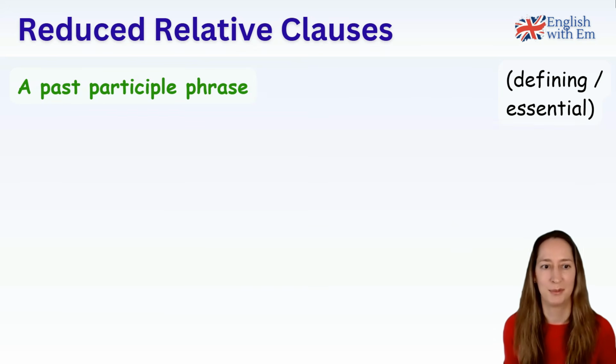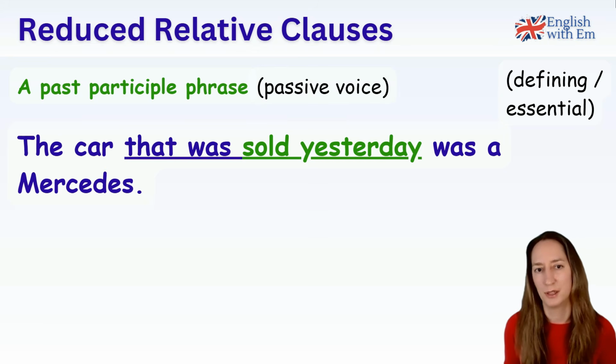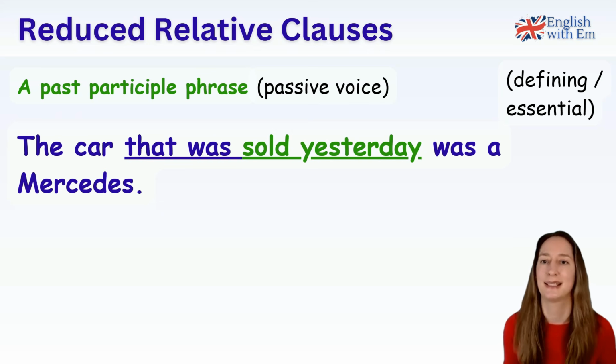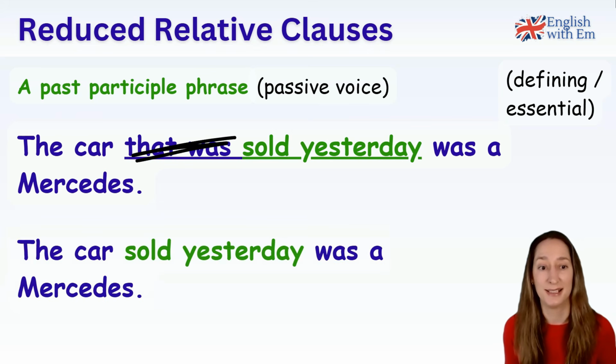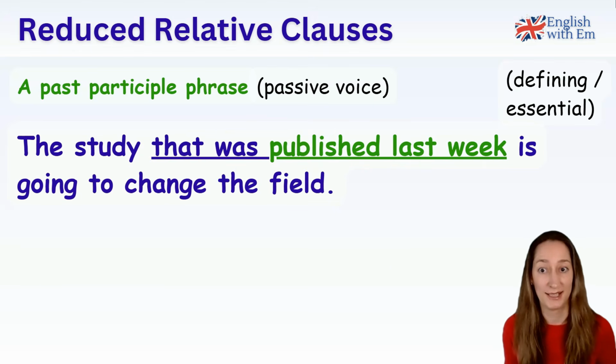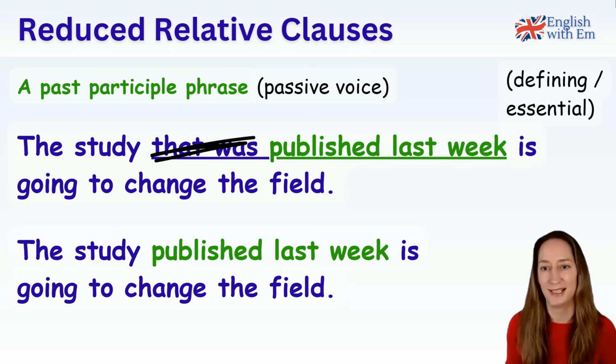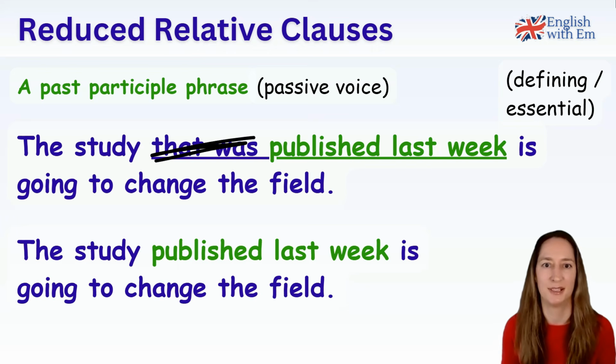A past participle phrase. Passive voice. The car that was sold yesterday was a Mercedes. Delete the relative pronoun and the verb to be. The car sold yesterday was a Mercedes. The study that was published last week is going to change the field. Delete the pronoun and the verb to be. The study published last week is going to change the field. Much more concise. We often get this in academic writing because passive voice is very common in academic writing.